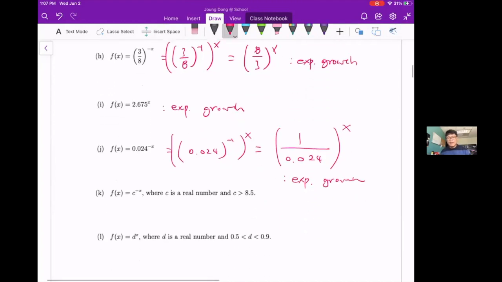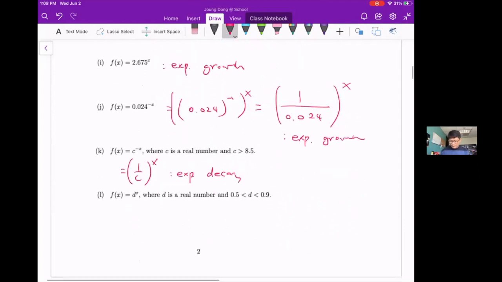And then look at that. Same situation: your power is negative, so this is equal to 1 over c to the x. You understand what I'm saying. If your c is 8.5, it is 1 over 8.5, which is your base, between 0 and 1. That is the reason why this is exponential decay. And then D is obvious: 0.5 to 0.9 is between 0 and 1. That is the reason why this is exponential decay.